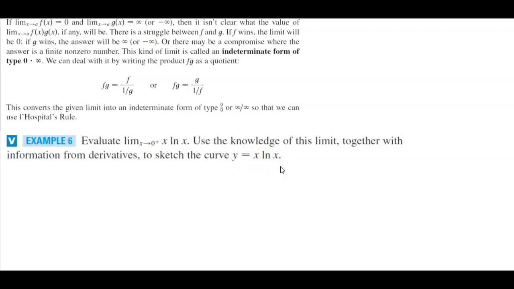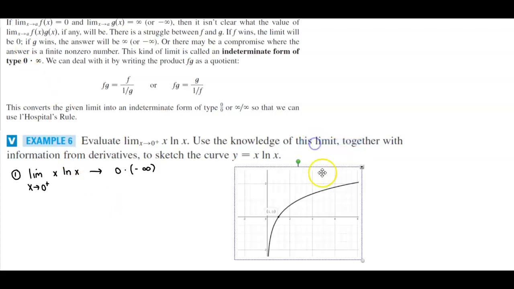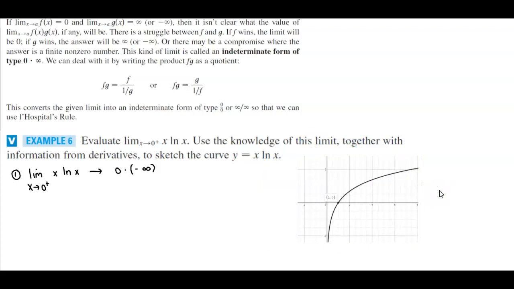Okay, so first, when we take a look at this limit, if we have the limit as x is approaching 0 from the right, and we have x times the natural log of x, that gives us 0 times negative infinity. Because if we look at the graph of the natural log of x, as it is approaching 0 from the right, it's approaching negative infinity.